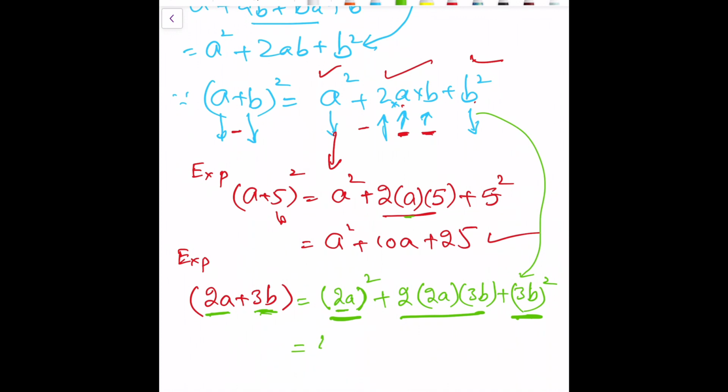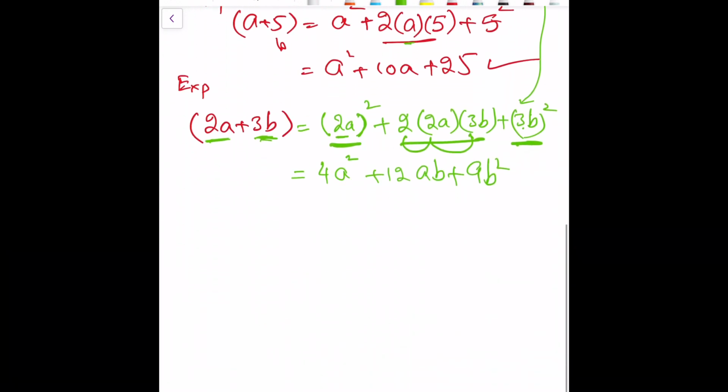2 squared is 4, a squared is a squared. Now you need to multiply these three numbers. 2 times 2 is 4, 4 times 3 is 12, and a times b is ab, plus similarly the square of 3 is 9, then b squared. So this is how we do it.